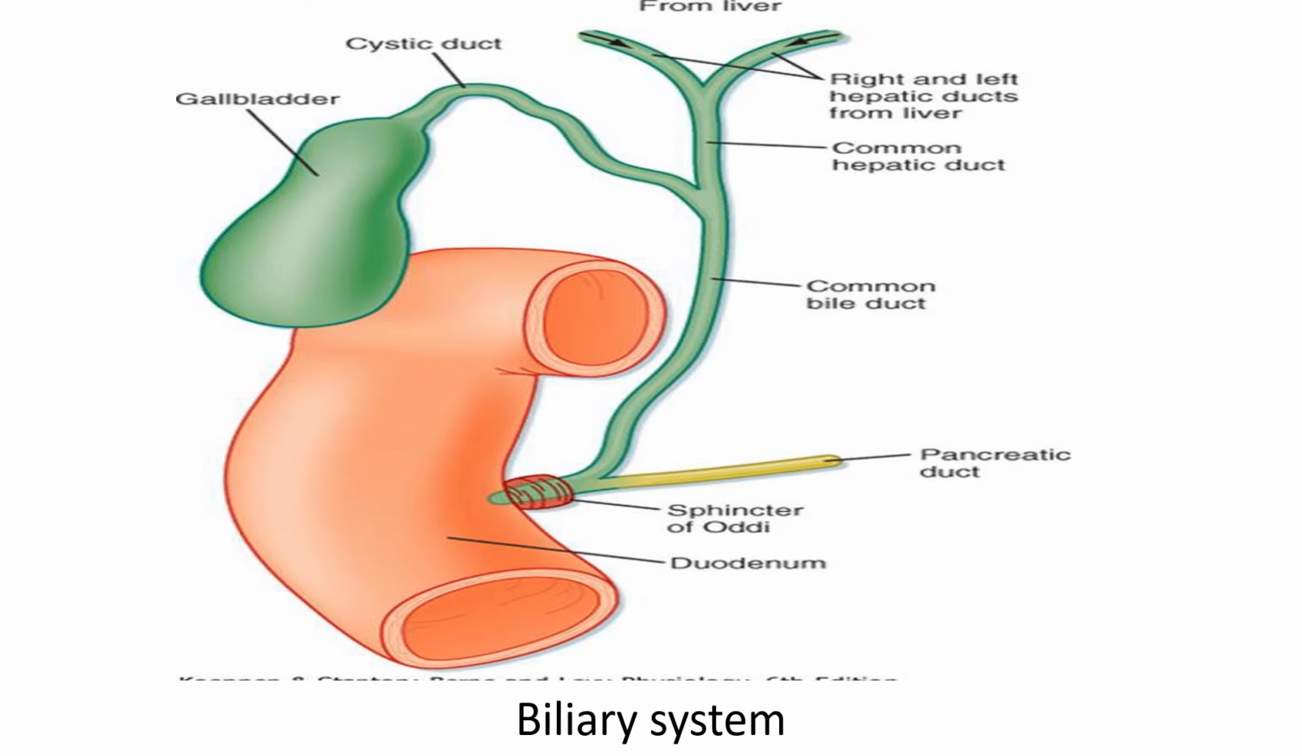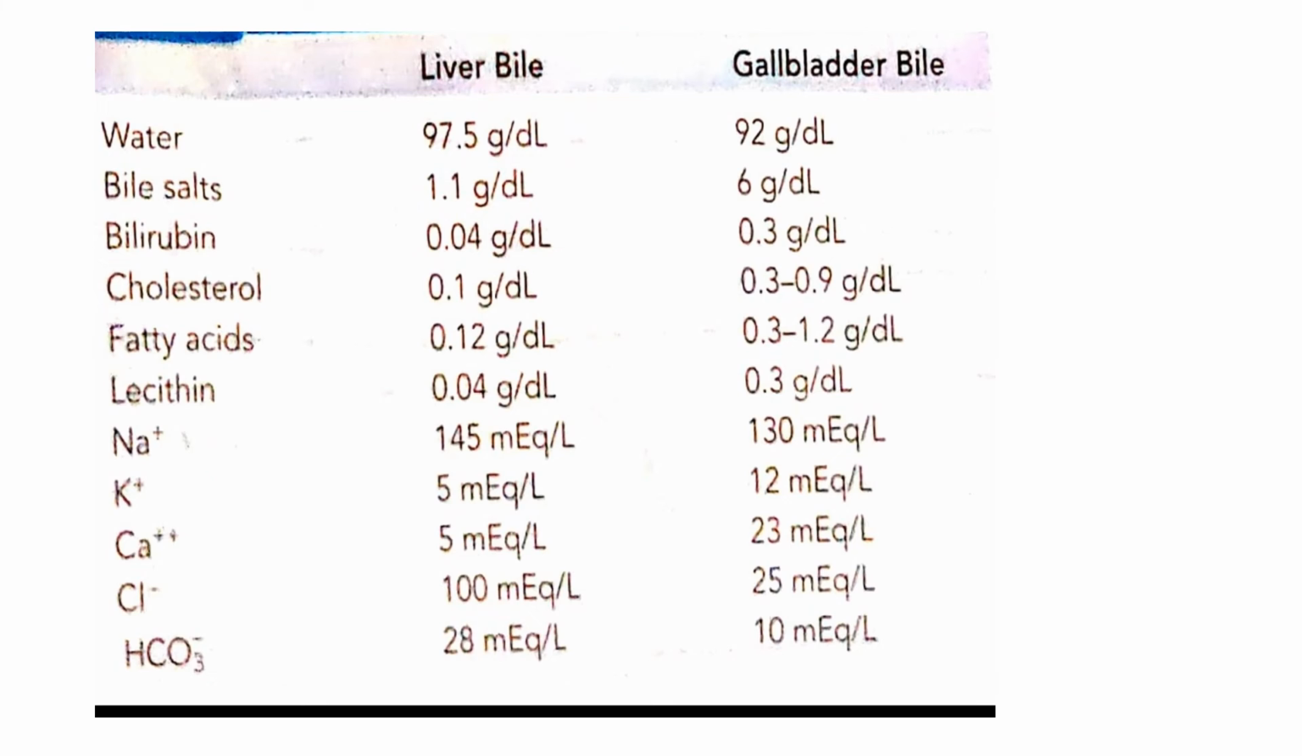This is the biliary system, which is formed by two ducts coming from the liver, which combine with the cystic duct to form the common bile duct. Then the bile comes and enters the duodenum when there is relaxation of the sphincter of Oddi. This is the liver bile and gallbladder bile, which are quite different because concentration of bile occurs in the gallbladder. It consists of water, bile salt, bilirubin, cholesterol, fatty acids, lecithin, and a lot of ions. And why does it contain these? Because it has to emulsify the fat.